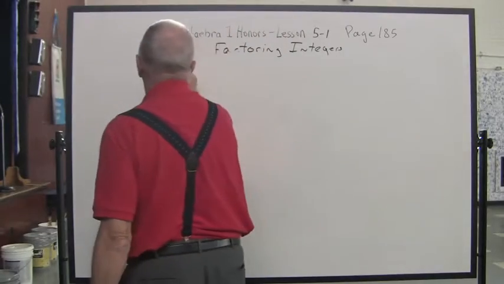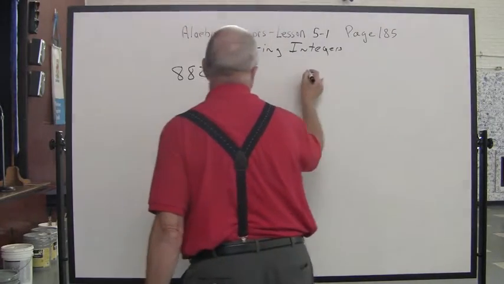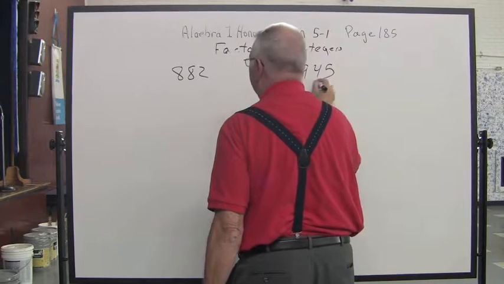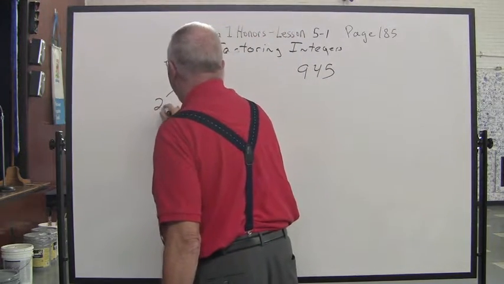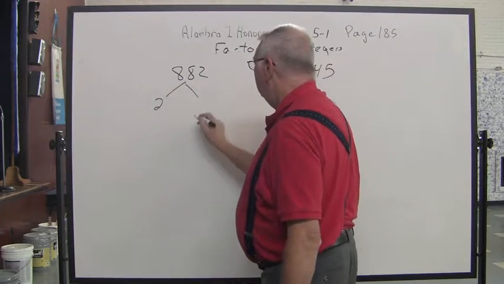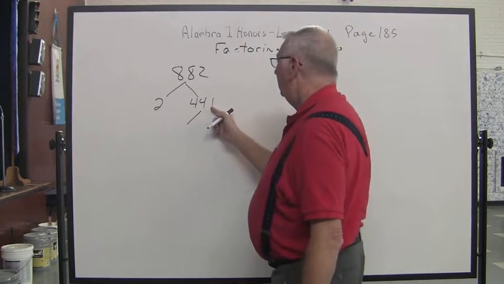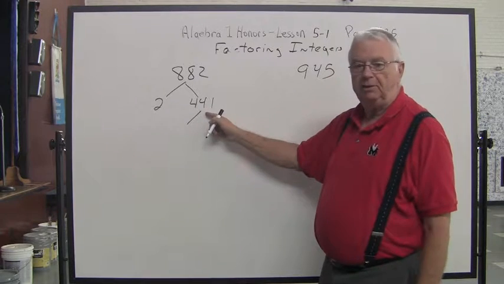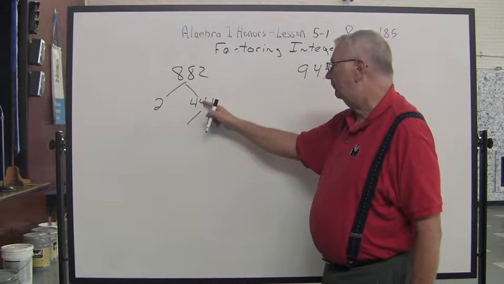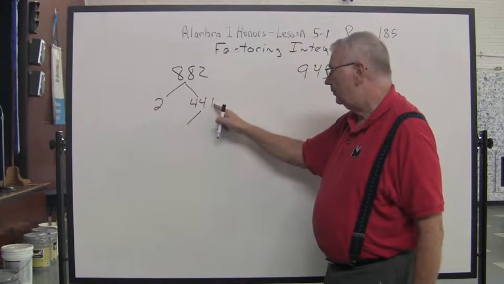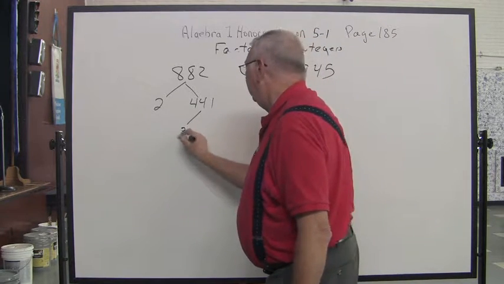So 882 and 945. And we'll start breaking this out by 2, 4, 4, 1. No longer do I have an even number here. So I sum the digits. 4 and 4 is 8 plus 1 is 9. So this number is going to be divisible by 3.